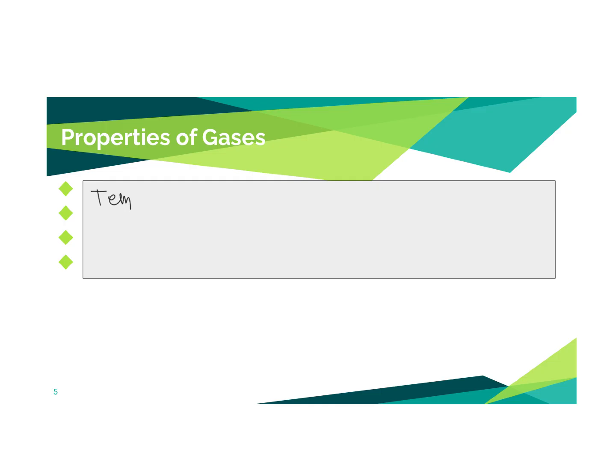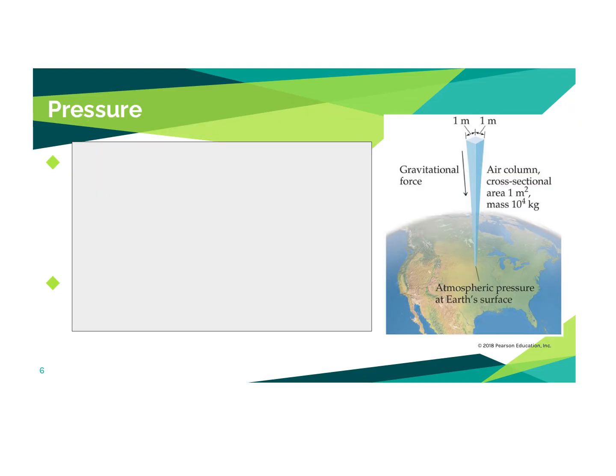One is temperature, or T. Next is pressure, or P. Volume, or V, and then the number of moles, which in this case we call n. All of these properties are important towards thinking about gases. So we'll start with pressure.